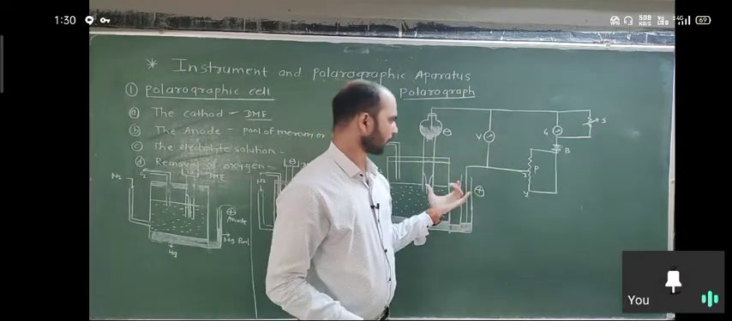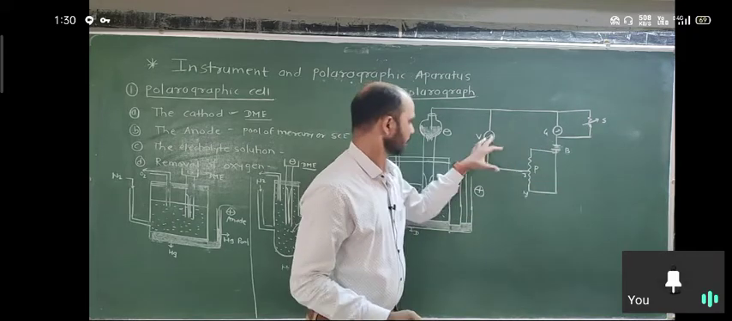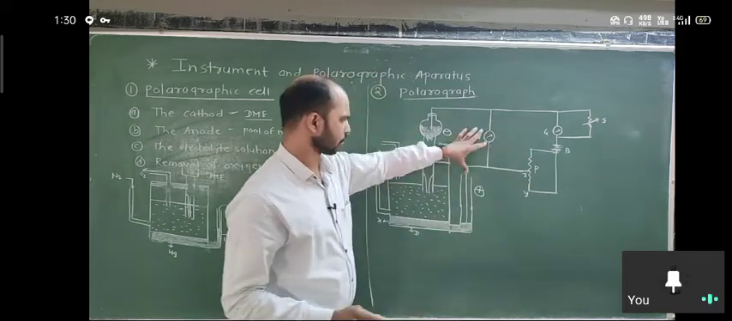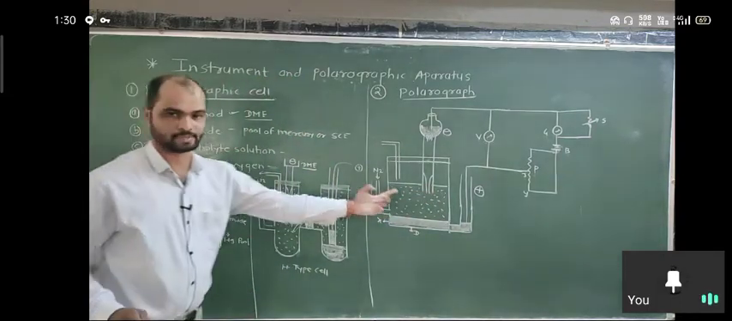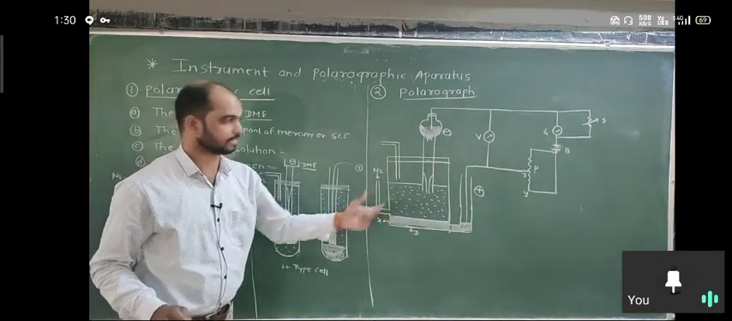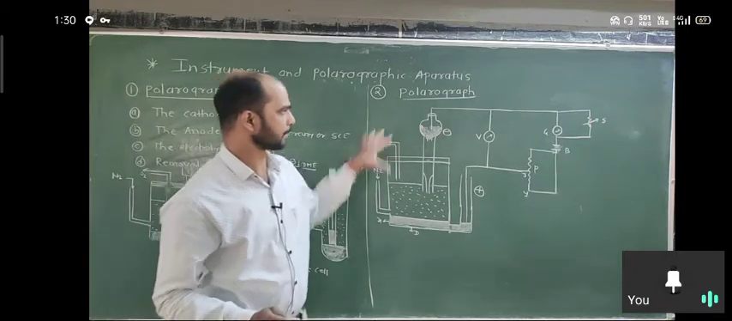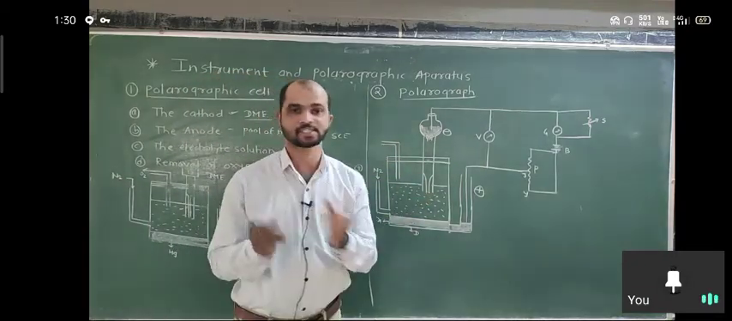For the working of the instrument, a battery is needed. The battery is there, and the voltmeter shows how much voltage there is. So here the first type of cell is considered. So the first component of this apparatus is what we are going to discuss. We already discussed the cell.